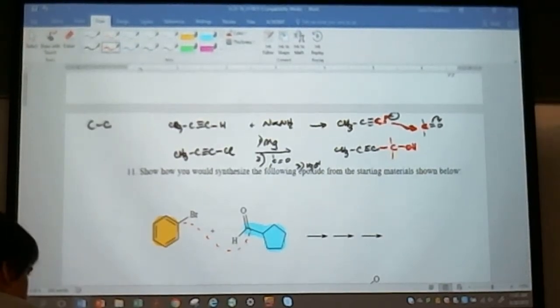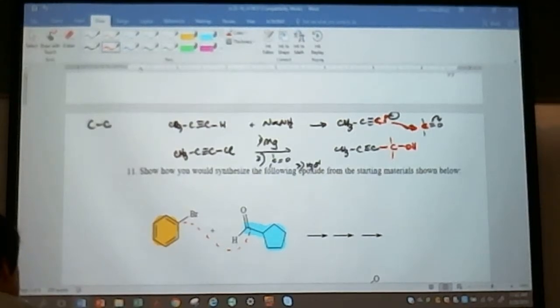So, right now those are the only two ways that you know to make a carbon-carbon bond. So if I'm asking you, how do you make this carbon-carbon bond? The answer is going to be one of those two. Which one? Because this is not an sp carbon, this is not a hydrogen, this is a halide, an aromatic halide. So Grignard is the only way that's going to get you there.